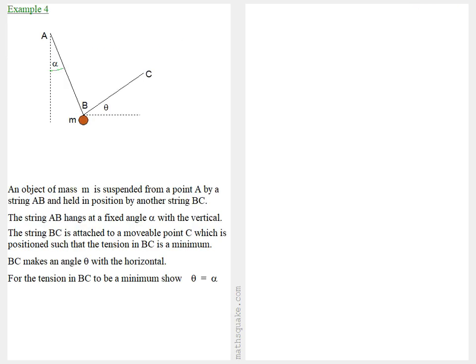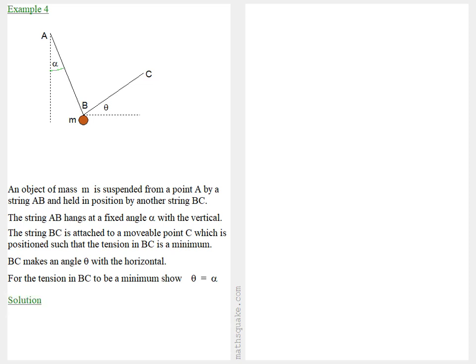In example 4, we're given a diagram. This shows an object of mass m suspended from a point A by a string AB, and held in position by another string BC. The string AB hangs at a fixed angle alpha with the vertical. The string BC is attached to a movable point C, which is positioned such that the tension in BC is a minimum. BC makes an angle theta with the horizontal. For the tension BC to be a minimum, show that theta is equal to alpha.